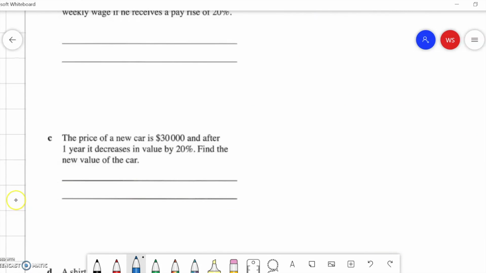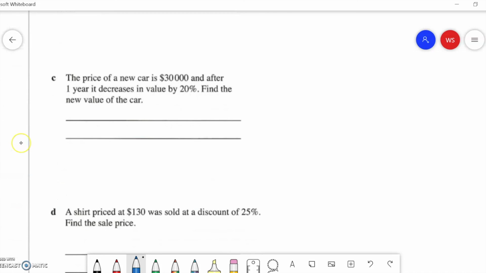Question 9C. So the price of the new car is 30,000, and after 1 year it decreases in value by 20%. Find the new value of the car. So the new value of the car definitely has to be lesser than 100% from here. So decrease just means minus. First step, 100% take away 20%, the amount it has decreased. That will be 80%. Next step, finding out what 80% of that original amount is.